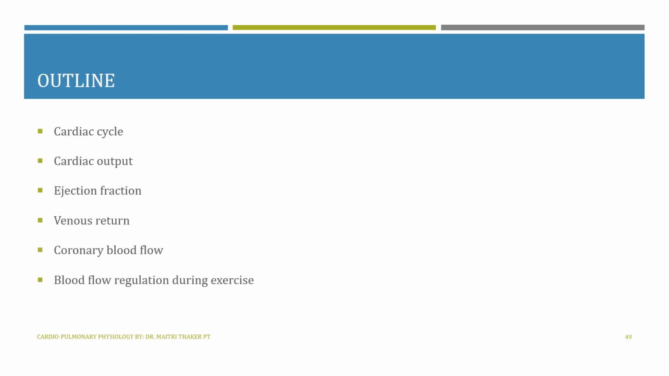Now what we will learn in the cardiovascular physiology are: cardiac cycle first of all, then what is cardiac output, then ejection fraction, what is venous return, coronary blood flow, and last is blood flow regulation while we are doing exercises. So these are the important concepts in cardiovascular physiology. So let's start understanding one by one.